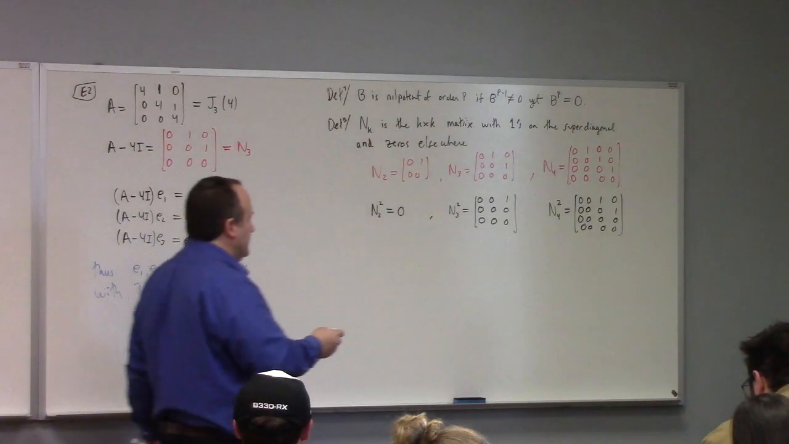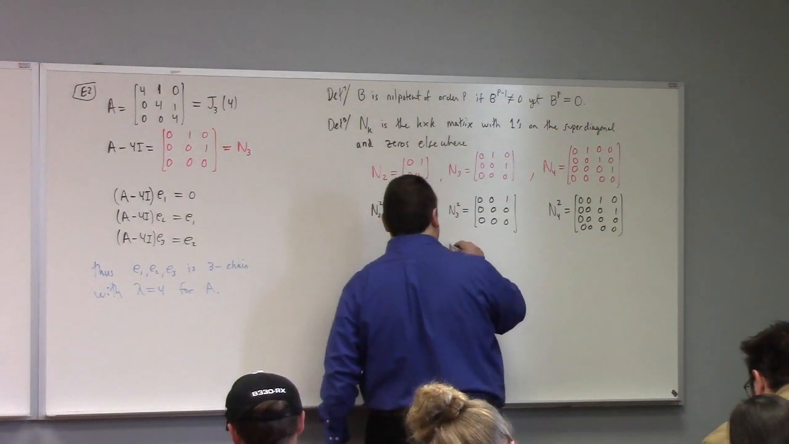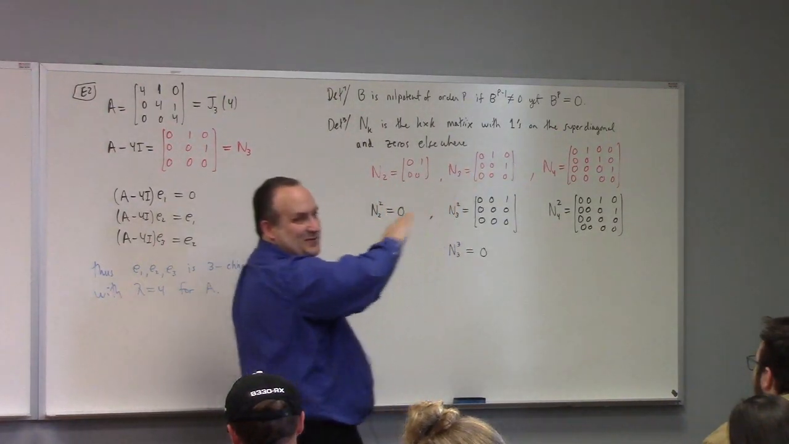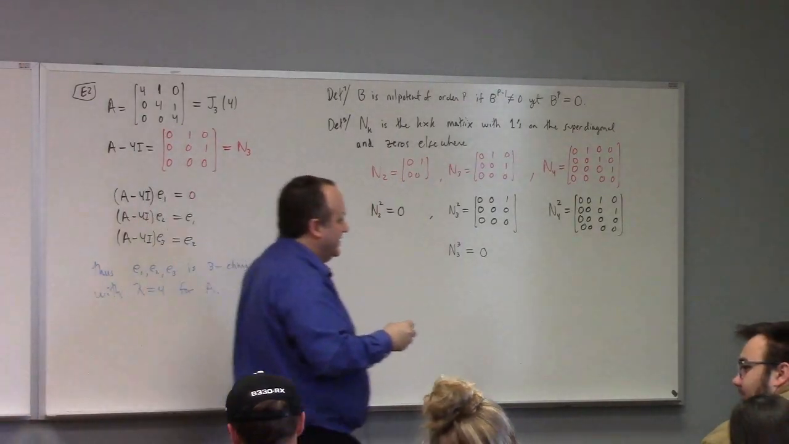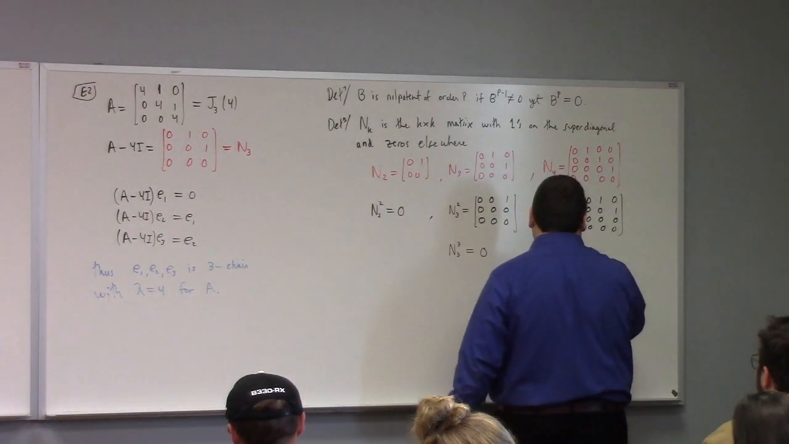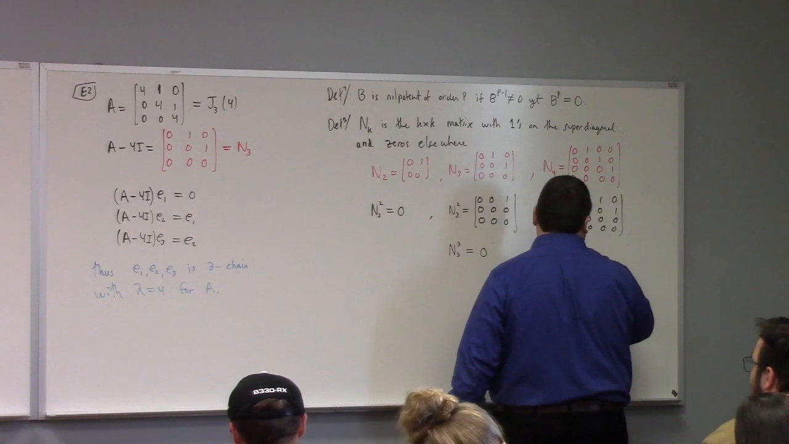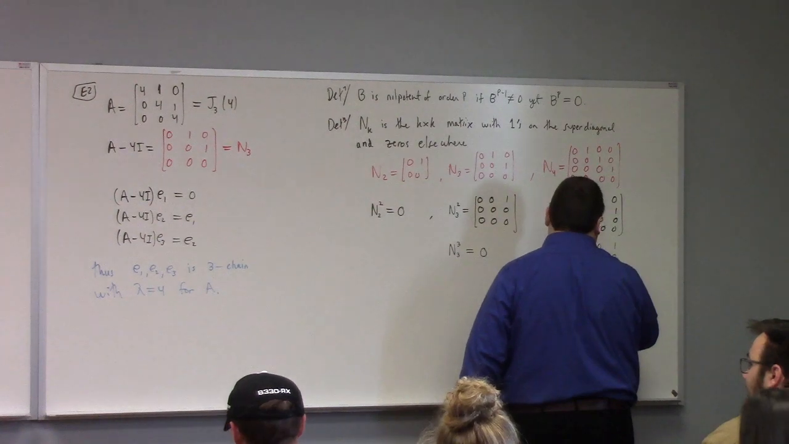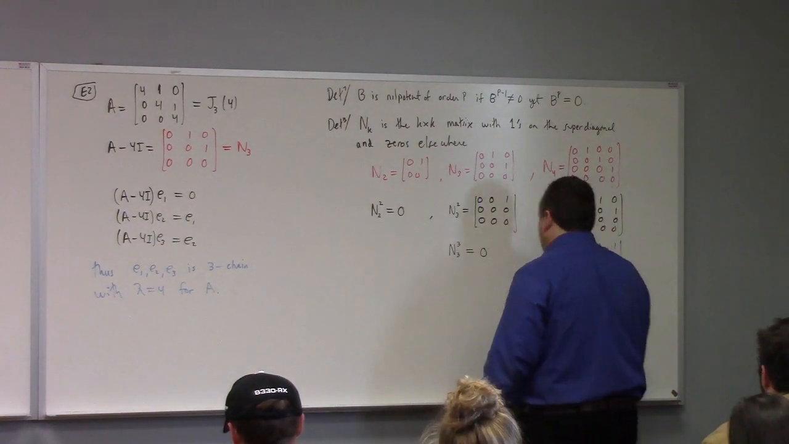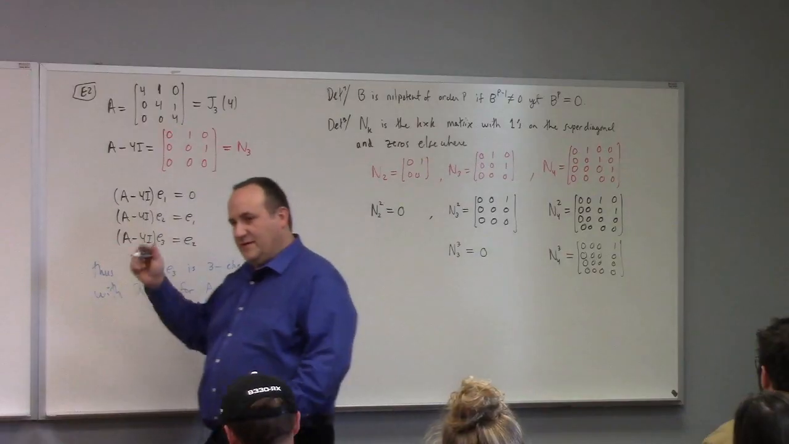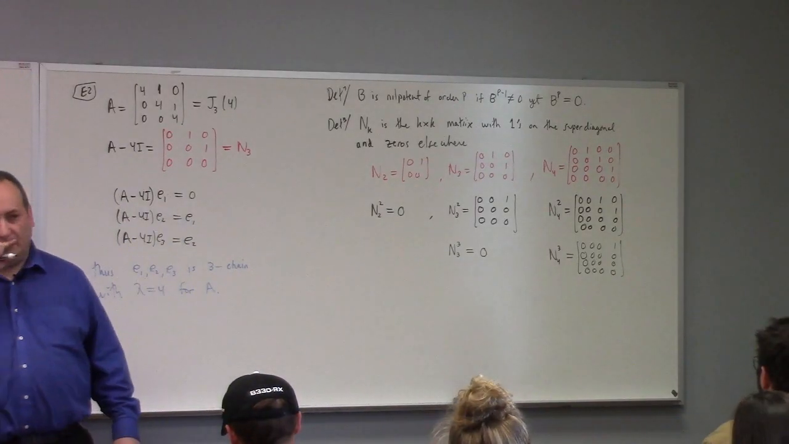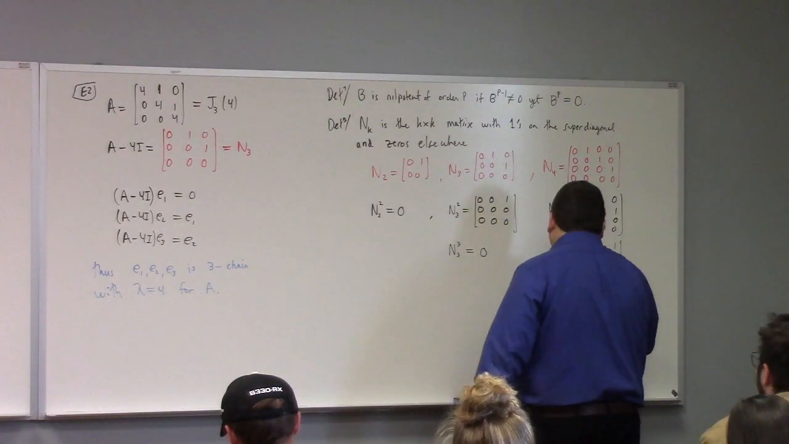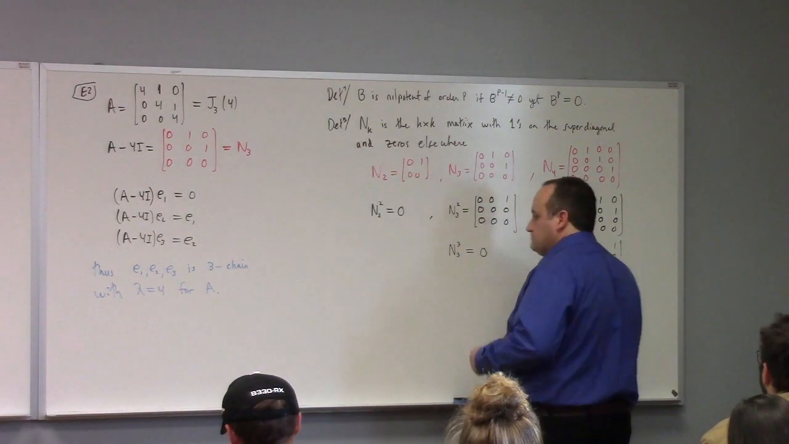So like N3 cubed, what happens when you multiply again? N3 cubed is 0, right? Because you basically just end up moving the 1 off the edge. And N4 to the 3rd power, I don't know why I'm writing so many zeros, but there it is. N4 to the 3rd power is the one that's got the 1 in the upper corner and nothing else is non-zero. And then finally N4 to the 4th is equal to 0. All right.